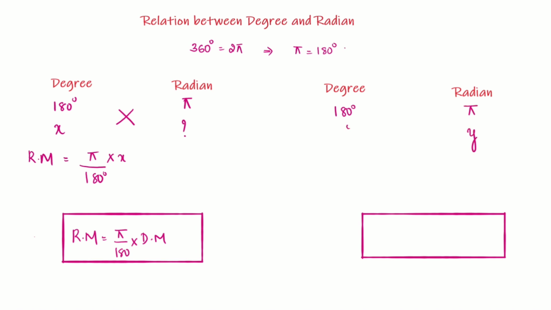Y radians is how many degrees? We will cross multiply. So, degree measure is equal to 180 degree into y divided by pi. In other words, degree measure is equal to 180 degree divided by pi into the given radian measure. This is the relationship between the degree and the radian measure.